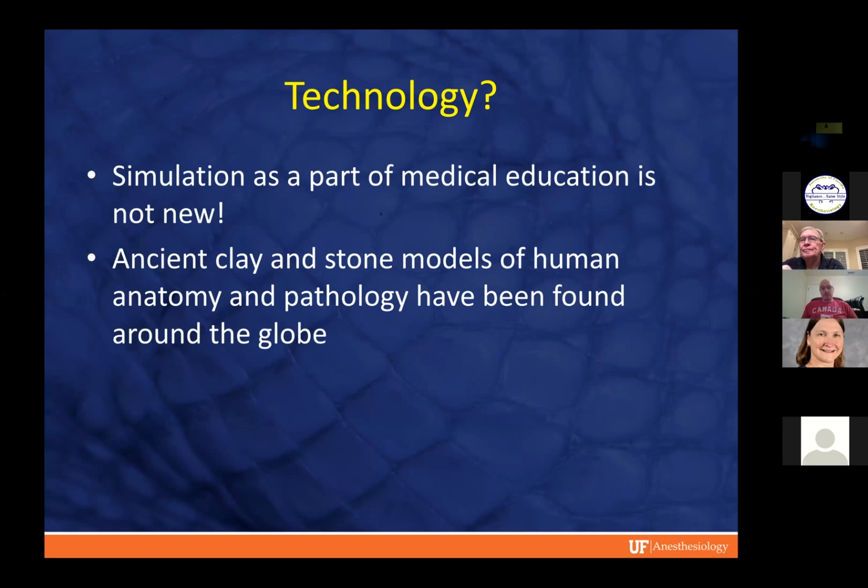Simulation really isn't a new idea, certainly not in healthcare. Clay models have been found all over the globe that were used for, we think, teaching anatomy or anatomic pathology that perhaps training physicians or experienced physicians didn't encounter very often. And they're kind of neat to look at.